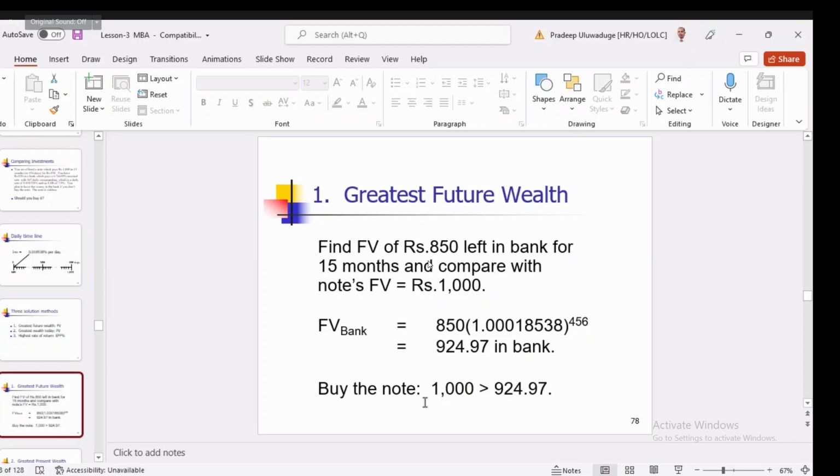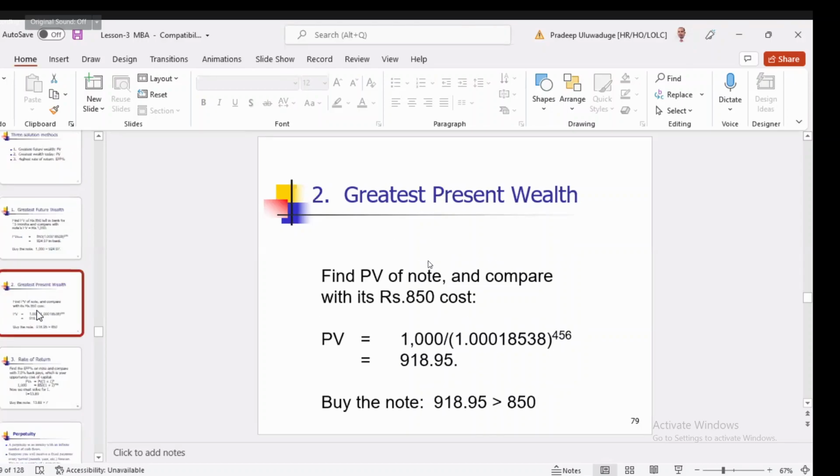The second one is you calculate the present value. Find the present value of the note and compare it with the 850 cost. Present value is future value divided by 1 plus r to the power n.